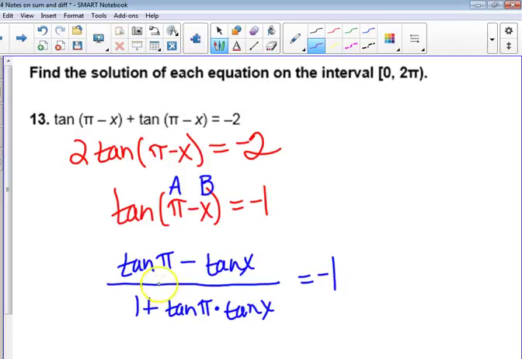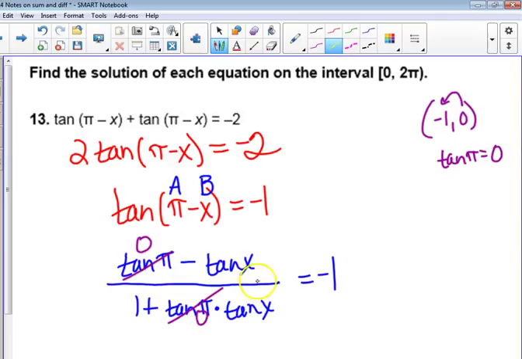The tangent at pi, the ordered pair at pi is -1, 0. So when we put 0 over -1, the tangent is 0. So this is 0 and this is 0. So this whole thing is gone, right? Because 0 times that.